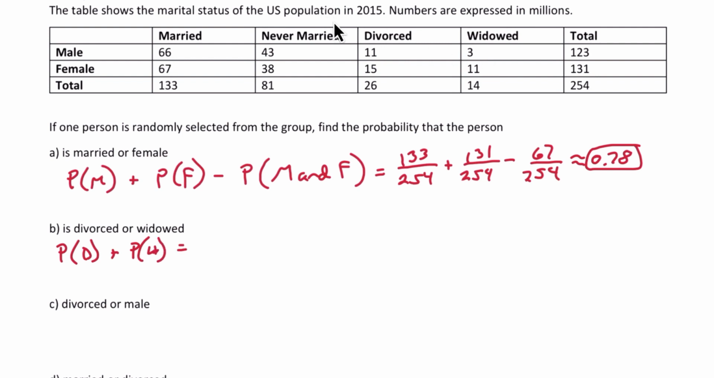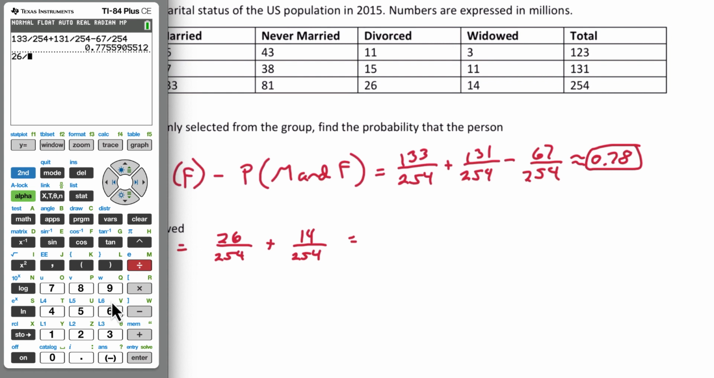Probability of divorced, there are 26 divorced out of 254 total people, plus widowed, there are 14 of those out of 254. 26 divided by 254 plus 14 divided by 254. And again, we'll round to the nearest hundredth, leaving us with 0.16 approximately.